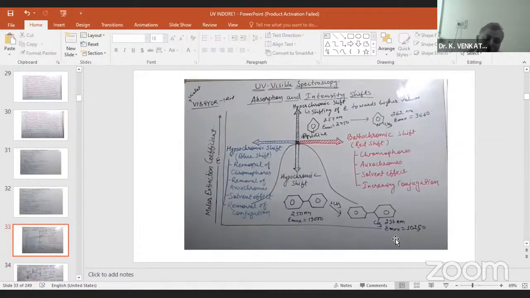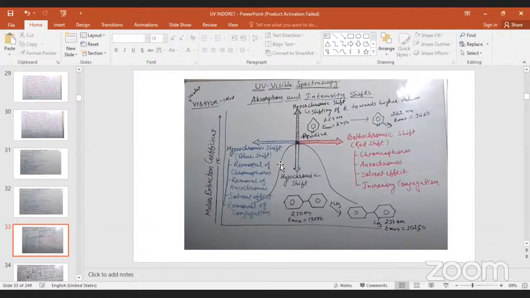chromophores and the removal of auxochromes, and solvent effect is also involved in this blue shift, and the removal of the conjugations. That time we can remove conjugation. Definitely the wavelength decreases. The red shift moves to blue shift. This is called the hypsochromic shift. And what is the hyperchromic shift?